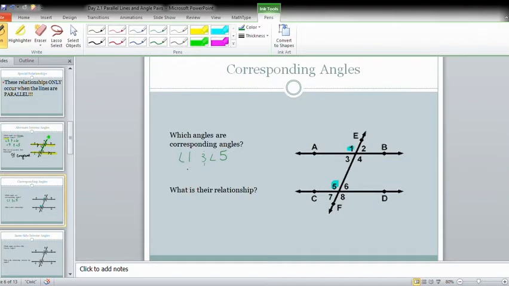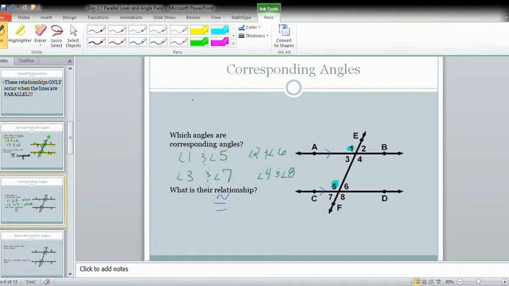And we could also say angle 3 and angle 7 are corresponding angles. And we can do the same thing on the other side, right? So we also have angle 2 and angle 6 and angle 4 and angle 8. So all of these angles are corresponding. Again, if line AB is parallel to CD, now we can say these angles are also congruent. So corresponding angles are congruent if lines are parallel.